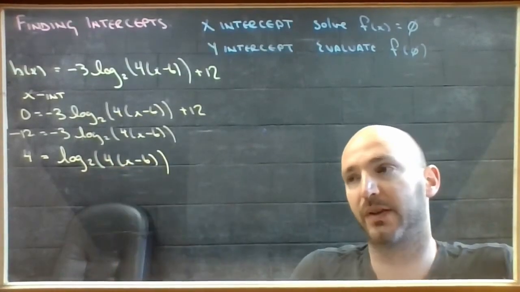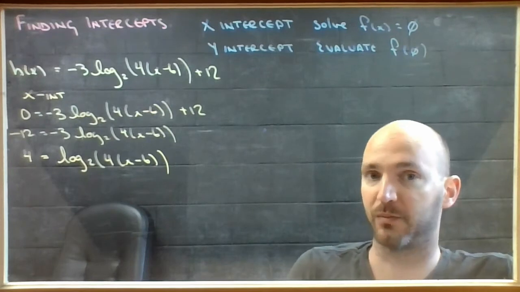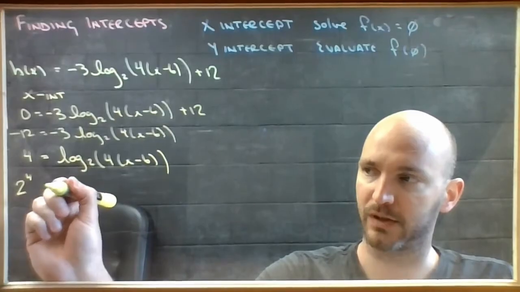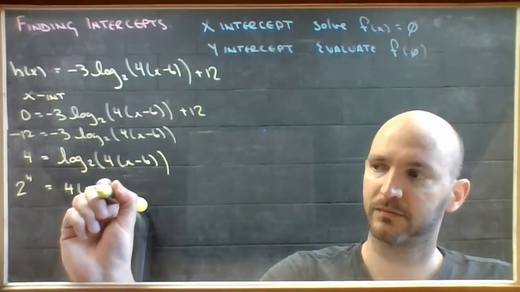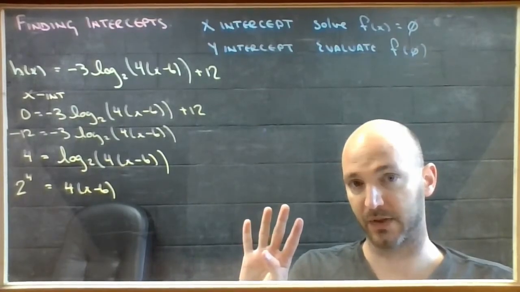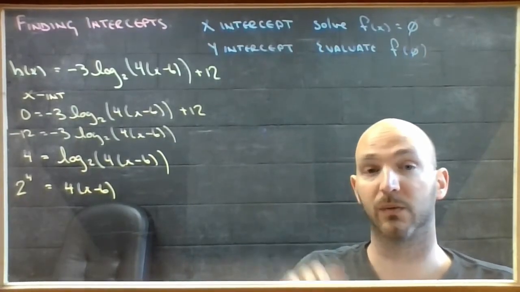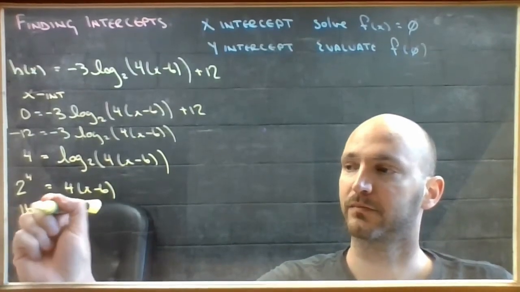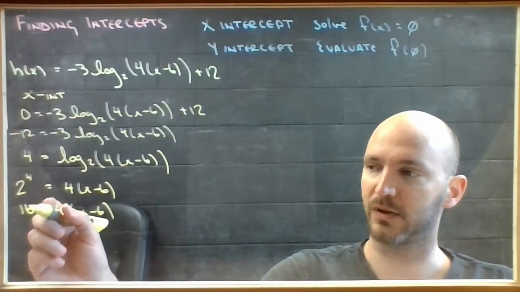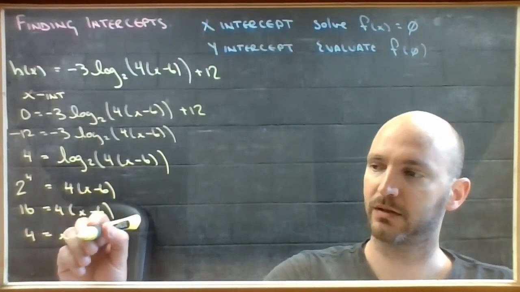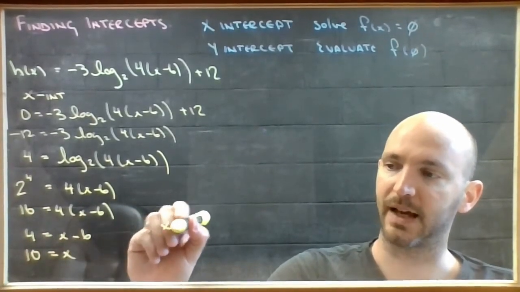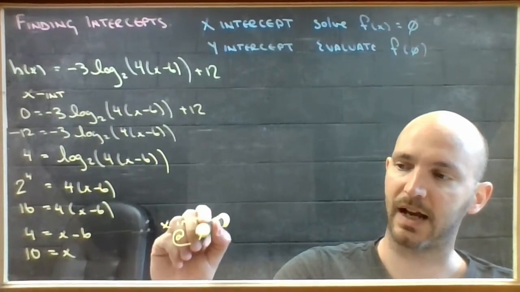You break a logarithm base 2 with an exponential base 2, so this side will become 2 to the exponent 4. 2 times 2 is 4, times 2 is 8, times 2 is 16. So 2 to the power 4 would be 16. Divide both sides by 4. 16 divided by 4 is 4. Add 6 to both sides, I get 10. Therefore, the x-intercept is at x equals 10.